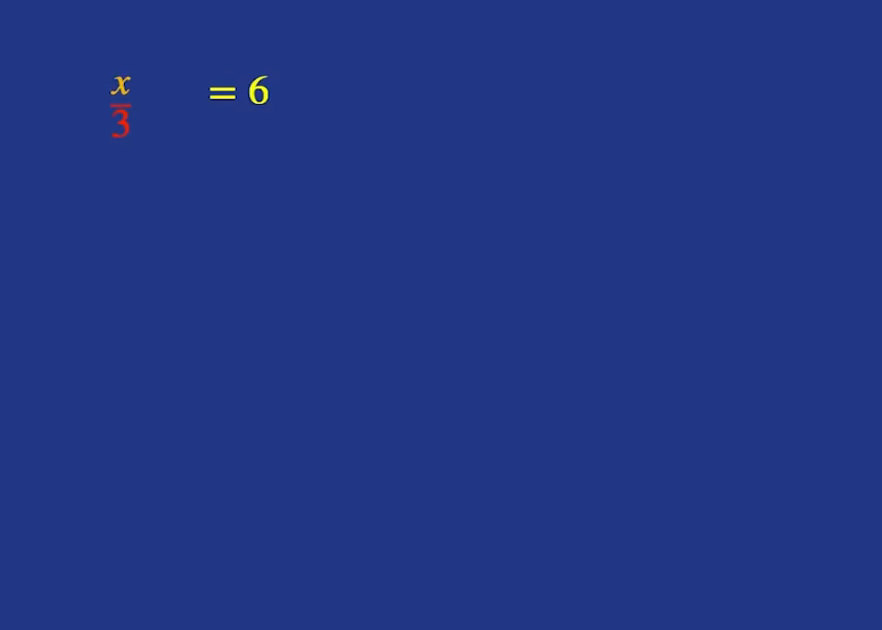A final example. Here we've got x over 3 is equal to 6. Now remember, if we write x over 3, that just means x divided by 3 is equal to 6. We want to get back to x on its own. When we're solving an equation, we want to get x on its own. How do we get back to x on its own?